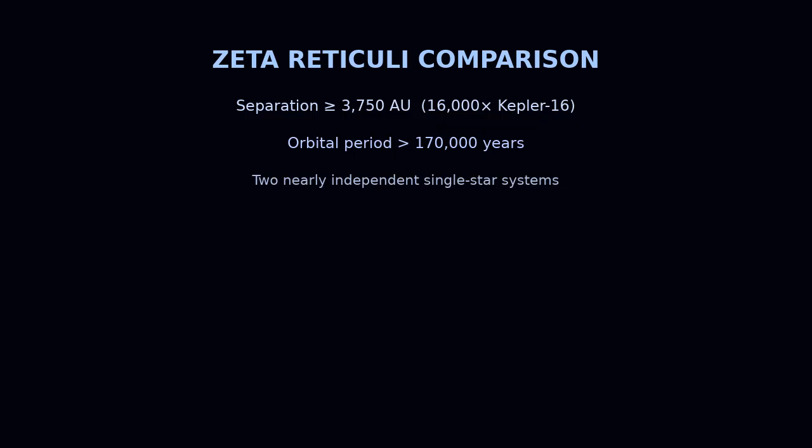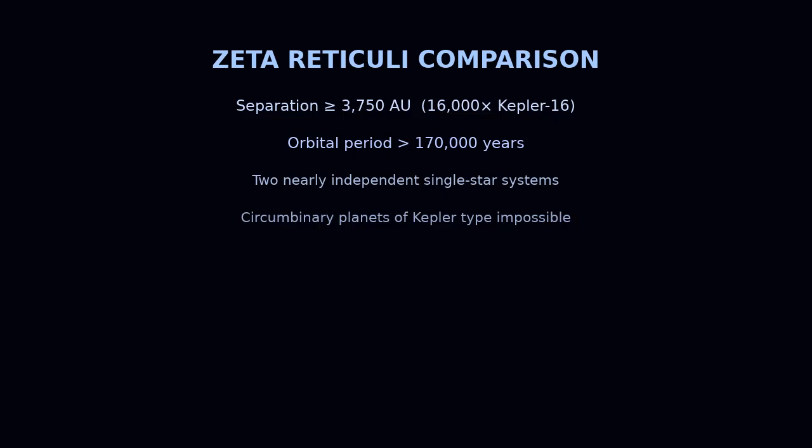At such distances, the two stars exert almost no mutual dynamical influence on any planets that might orbit one or the other star individually. Circumbinary planets of the Kepler type would be impossible. The gravitational environment is essentially two nearly independent single-star systems. In Kepler systems, the short binary periods create strong, time-varying gravitational and radiative forcing. In Zeta Reticuli, the forcing is negligible on human or even geological timescales.